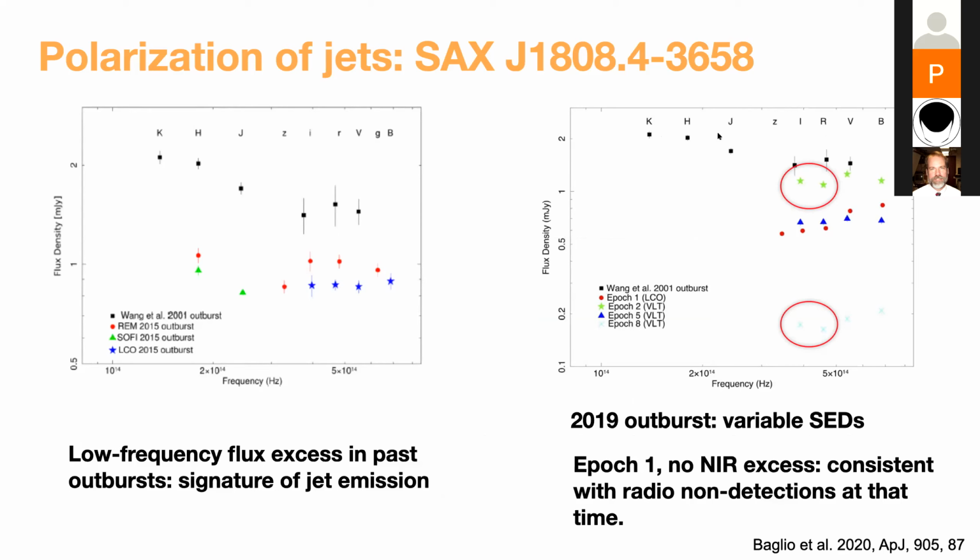And here you can see the same SED that I already showed, together with a compilation of some of the 2019 outburst SEDs in different epochs. And you can see that the SEDs are strongly variable. So we detect the low frequency excess here, but not here, for example, that is the epoch 1, so at the very beginning of the outburst. So this means that the jet is variable and that we can track it also by looking at the SEDs.